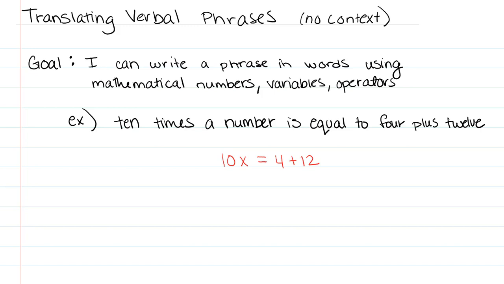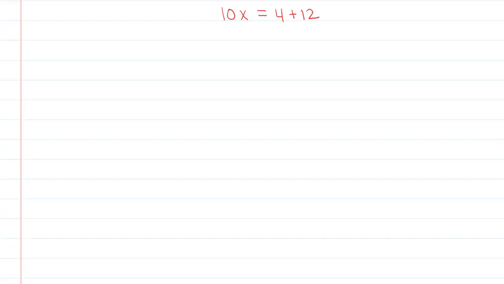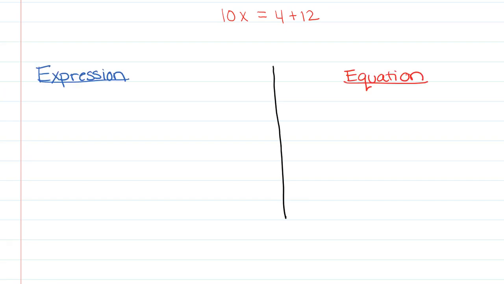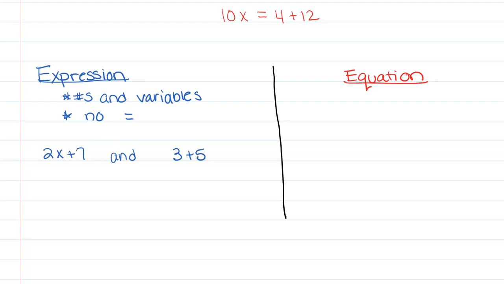First of all, to do this, we will be writing both expressions and equations. So we need to know the difference between an expression and an equation. An expression uses numbers and variables, but it does not use an equal sign. For example, 2x plus 7 is one expression, and 3 plus 5 is another expression.